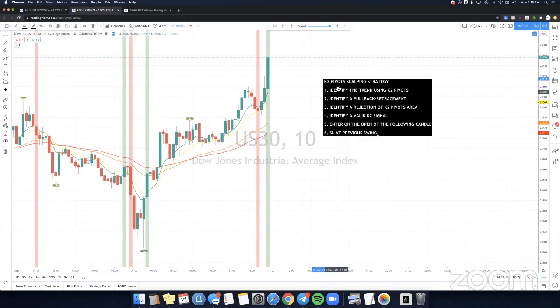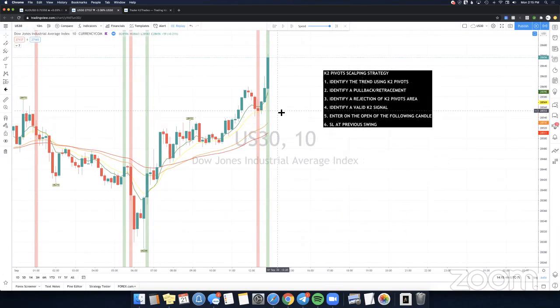And once you have those set up, you can enter on the open of the following candle. So basically, if you're watching the chart, you're just waiting for this candle to close, like for the countdown to hit 10 minutes. And then once that happens, you can just enter a buy market, or you can enter a pending order.